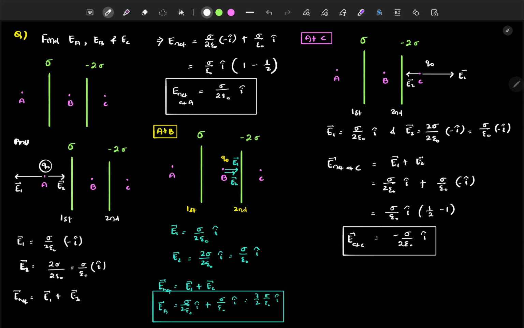I hope this type of question is clear to all of you. Okay, with direction and magnitude you can write in a very precise manner. Again, let us solve one more question of this type. Come to the next question. Same question: find E at A, E at B and E at C.